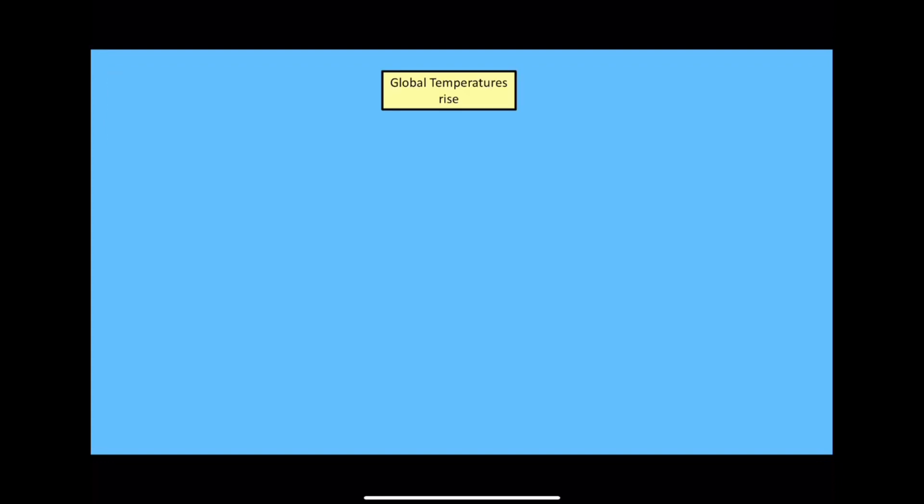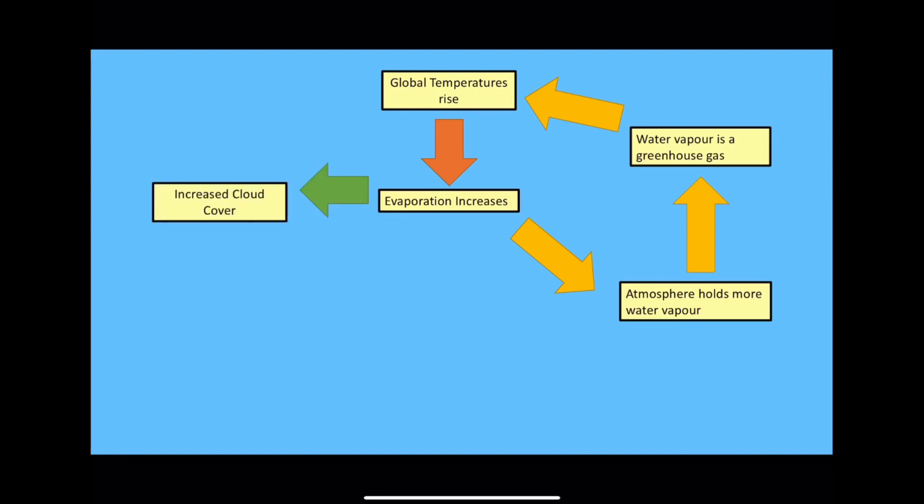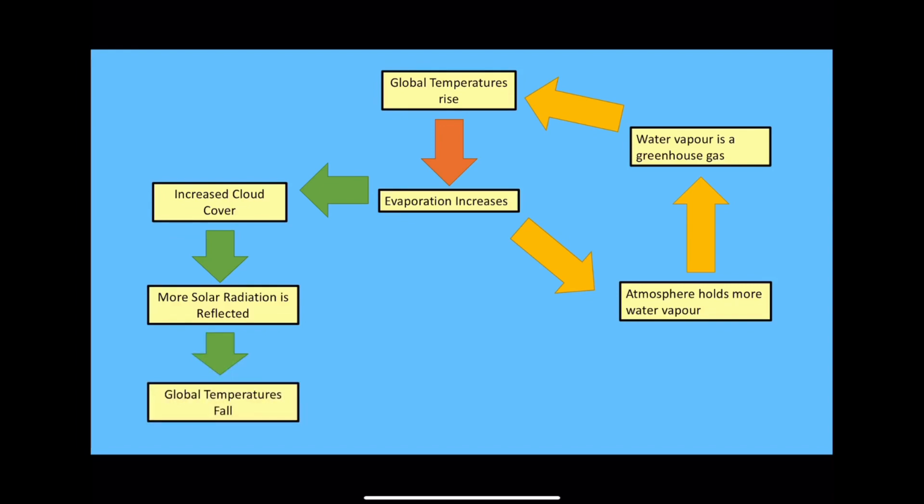Okay, so as I say, starting with global temperatures rise, that then leads to, and if you're struggling, you can take these a step at a time, keep pausing and giving yourself clues. That leads to evaporation increasing. So more temperature, you're going to get more evaporation. That will then lead to the atmosphere holding more water vapour, and water vapour is a greenhouse gas, so that has created a loop which is leading to even more warming, because water vapour is a greenhouse gas that will absorb even more heat. Or evaporation increase will lead to increased cloud cover, which will lead to more solar radiation being reflected, and this will lead to a global temperature fall.